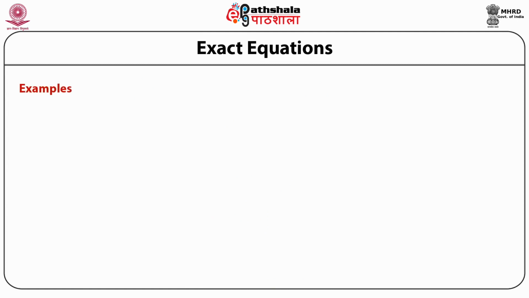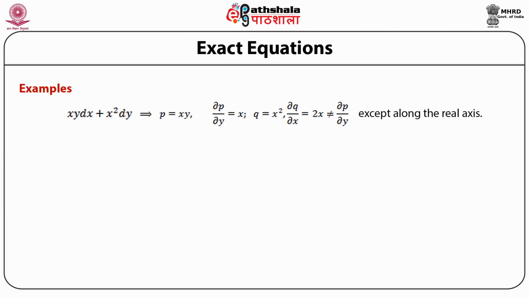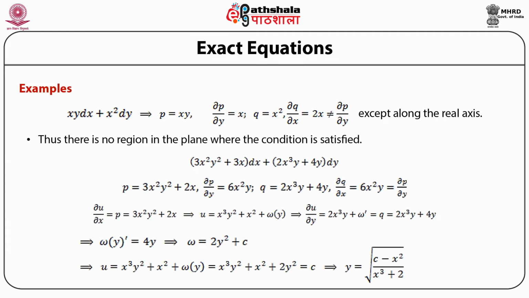Let us consider the equation xy dx plus x² dy is equal to 0. In this equation, p is equal to xy, which gives ∂p/∂y is equal to x, and q is equal to x², which gives ∂q/∂x is equal to 2x. This is not equal to ∂p/∂y. So we see the condition ∂q/∂x is equal to ∂p/∂y is not satisfied except along the real axis. Thus, there is no region in the plane in which the condition is satisfied.